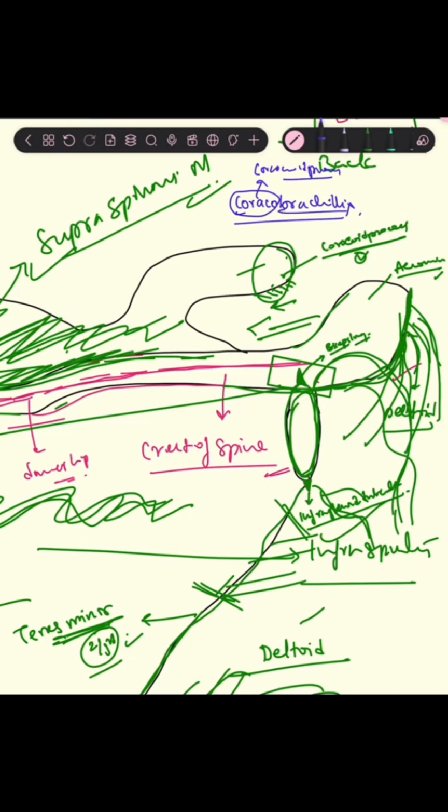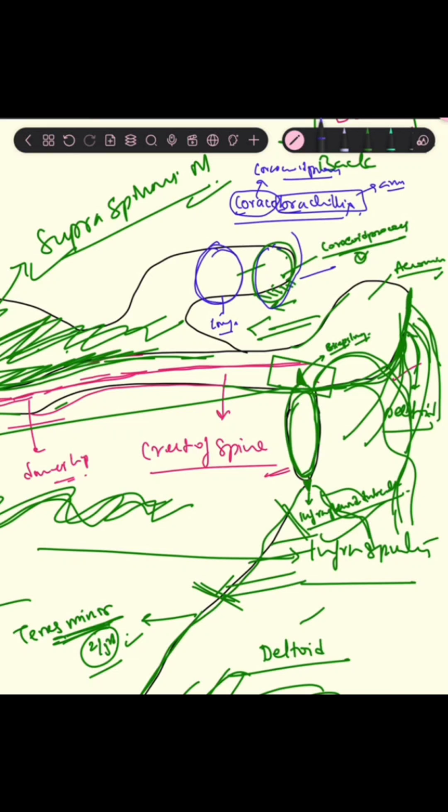Brachialis is something which is related to the arm. So that muscle which is taking origin from the coracoid process. The lateral part of the coracoid process is giving its origin to the short head of the biceps, and the medial part of the coracoid process is giving its origin to the long head of the biceps. The medial part of the coracoid process is giving its origin to the coracobrachialis muscle.